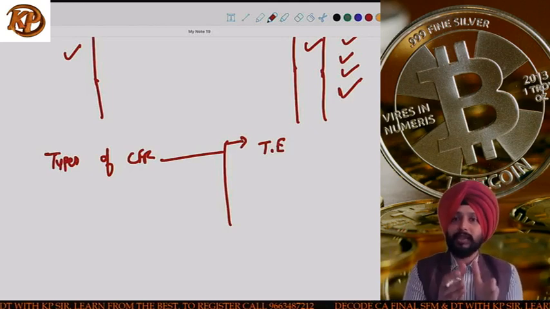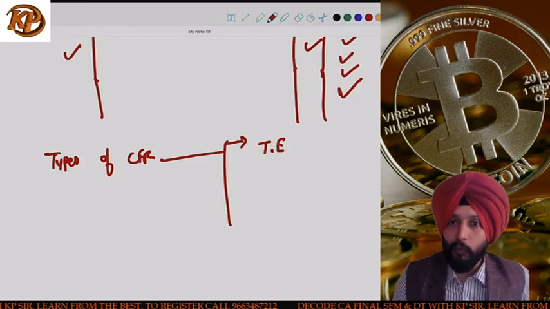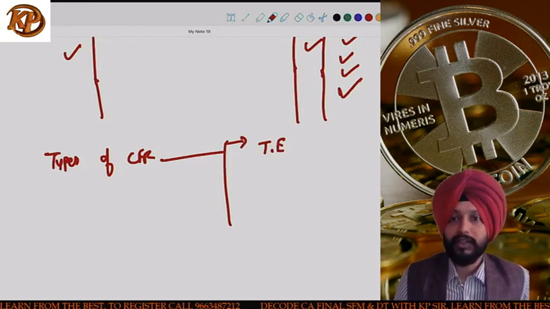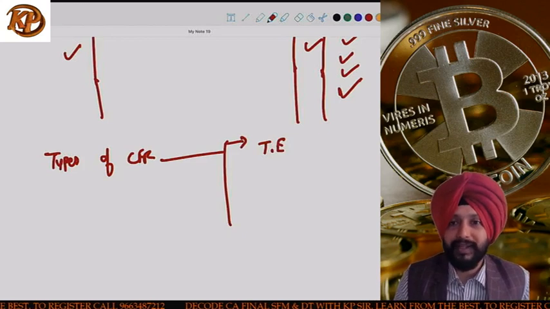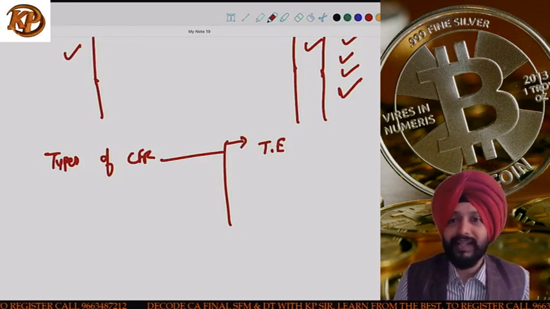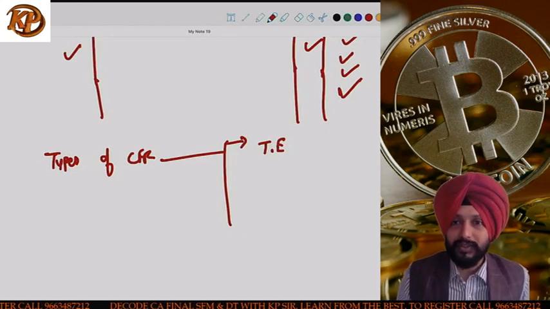It is the transaction exposure which is of prime focus in our curriculum. Transaction exposure hedging is what we studied throughout. The forward cover, the money market cover, netting, home currency invoicing, leading, lagging, all these things relate to transaction exposure.